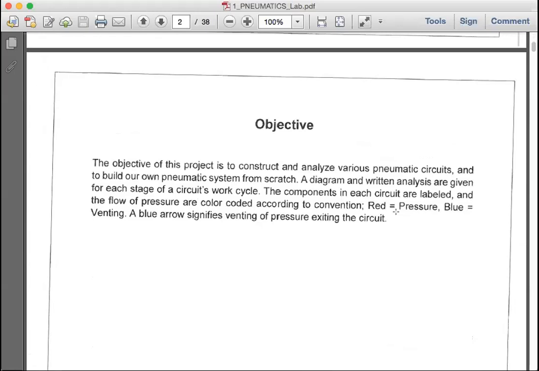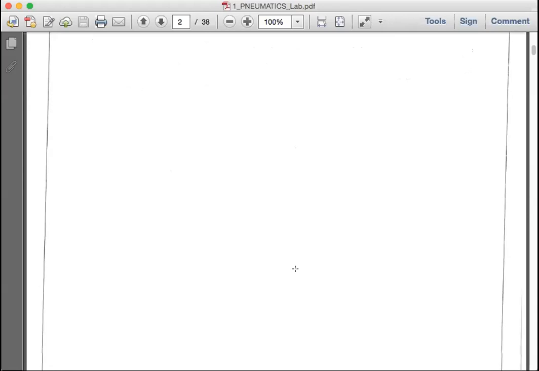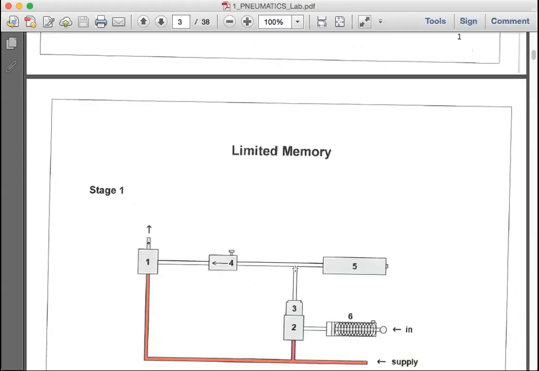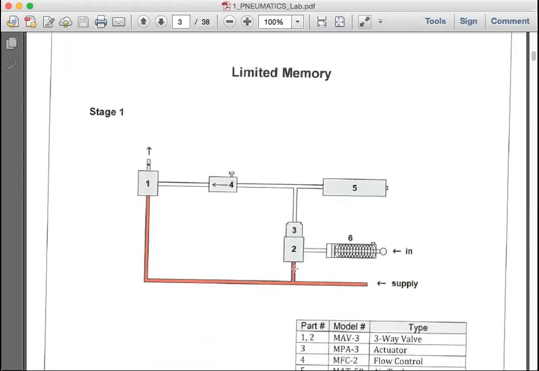And the next page would be the objective. What's the objective of the entire topic? So what's the objective of building pneumatic systems? Okay, and here's the limited memory system. So I will not go through the full analysis. I will just analyze again with you, and this will be a brief analysis to show what is happening.